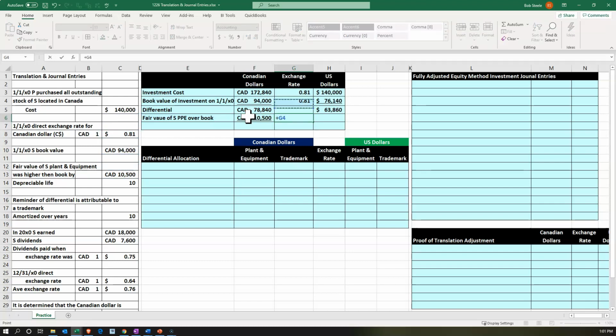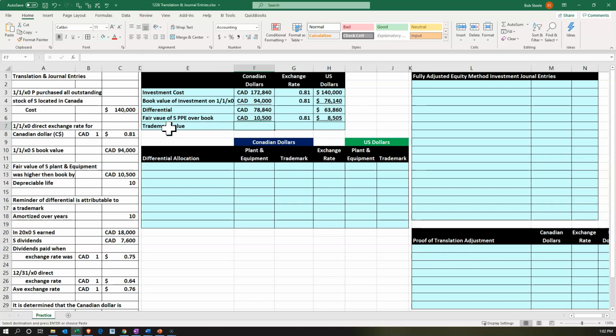10,500. Once again, I'm going to take our rate and convert that over into the dollars. So 10,500 times that 0.81 is the 8,505. Then the difference, they said, wasn't goodwill. It was going to the trademark, which is going to be an intangible asset. That's what we said the rest of the differential was going to. So we're going to take that 78,840 minus the 10,500 to get that difference, that trademark amount in the dollars and in the Canadian or foreign currency.